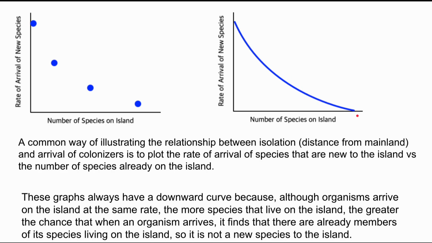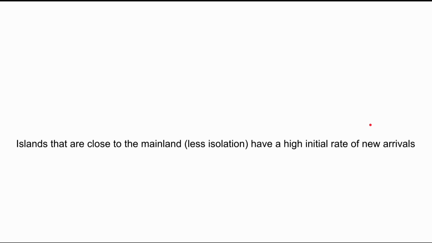Now, why does it always go to 0? Because there's only so many organisms on the mainland that are capable of making it to the island. And eventually, they're all here. So we can have no more new arrivals. So that's why we're always going to get this curve. Now, we can do something interesting with this curve. Islands that are close to the mainland have less isolation. It's more likely that things are going to survive the trip there.